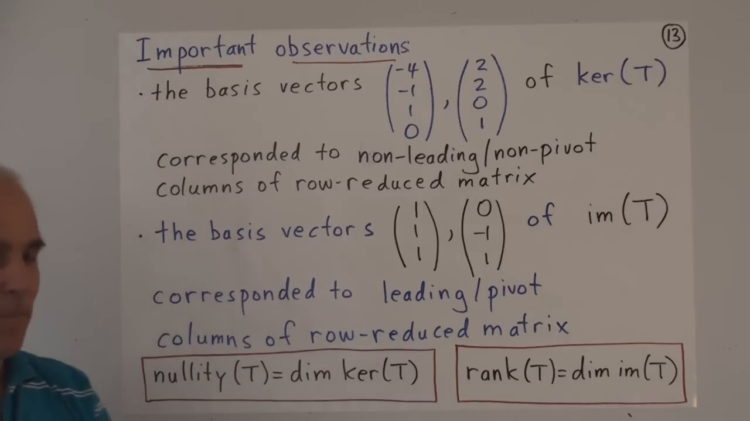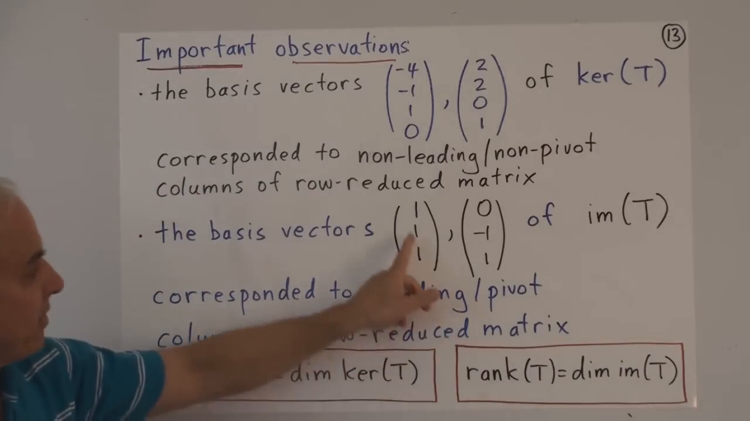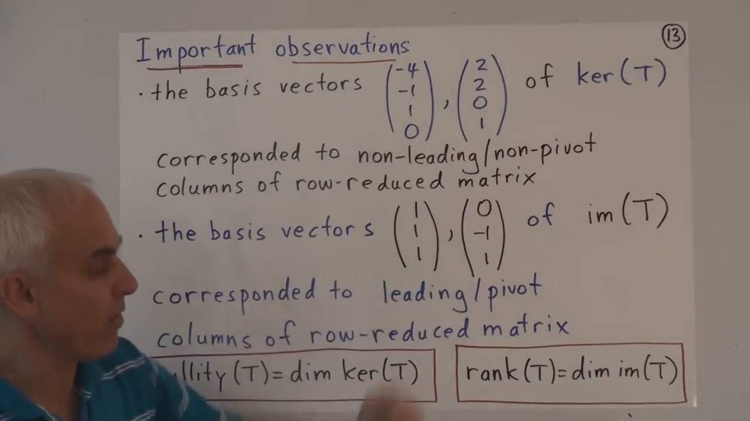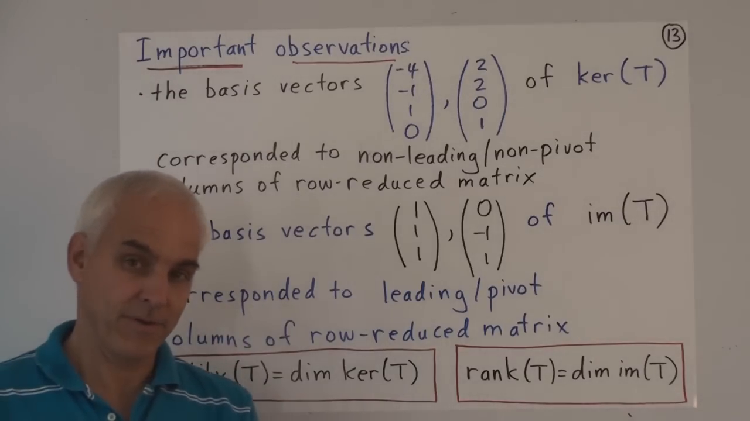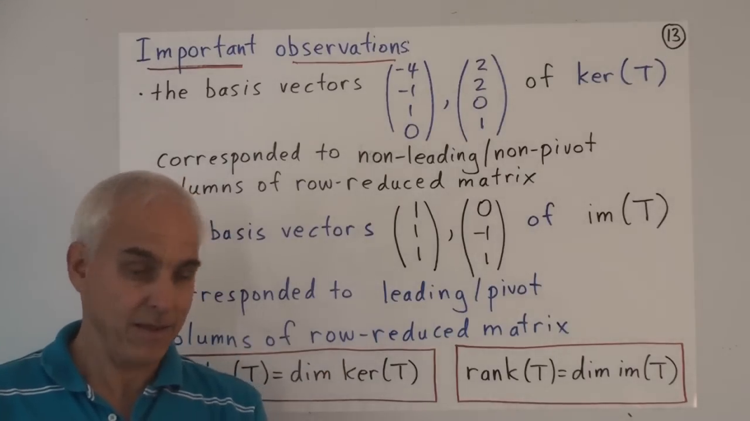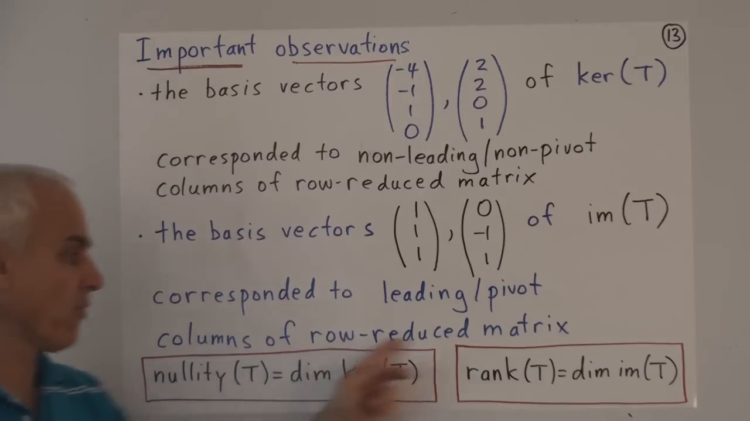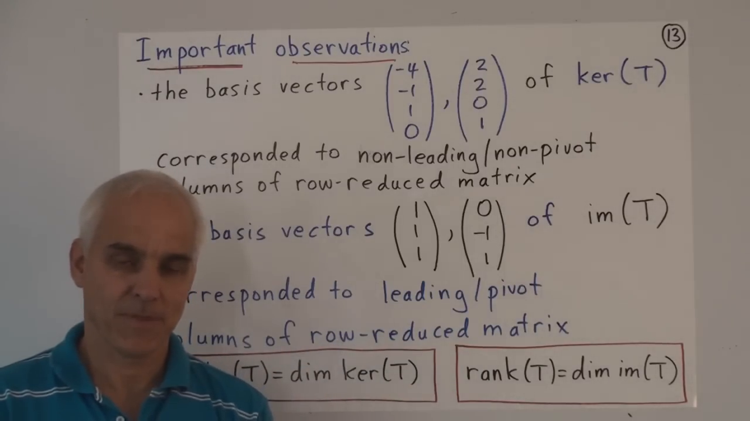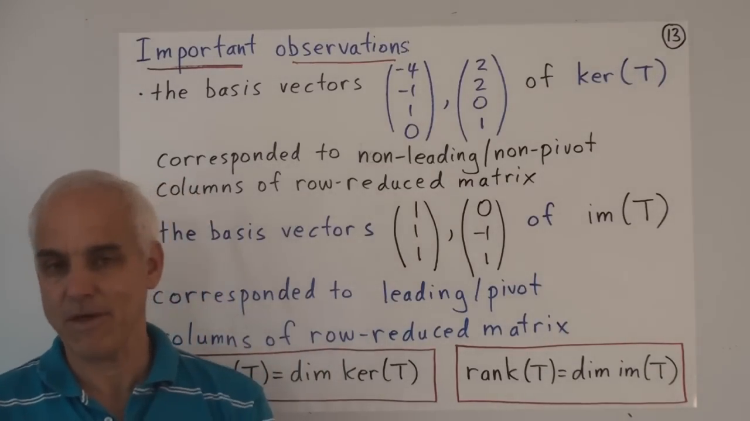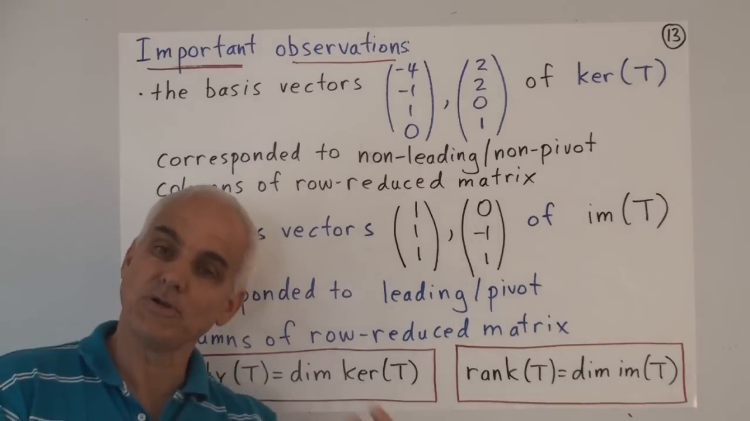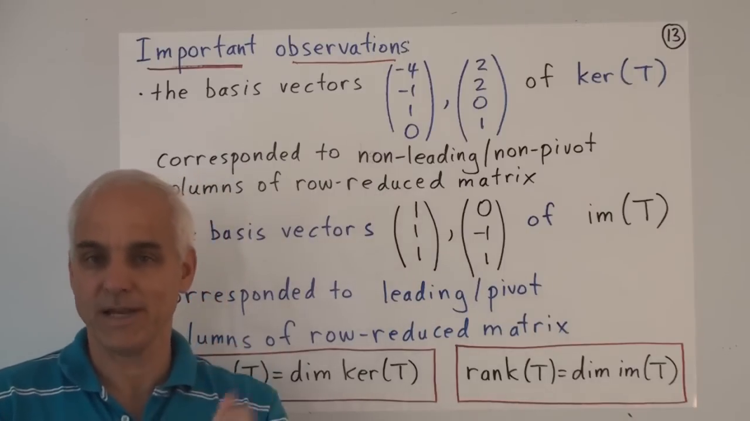And the other complementary observation is that the basis vectors of the image of the transformation, these vectors 1, 1, 1 and 0, minus 1, 1, were in fact the first two columns of our initial matrix A. And they corresponded to the leading or pivot columns of the row reduced matrix. The reason why we took those first two columns of the matrix A and not some other ones or some other number is because in the row-reduced form of A, it was the first two columns that were the pivot or leading columns.